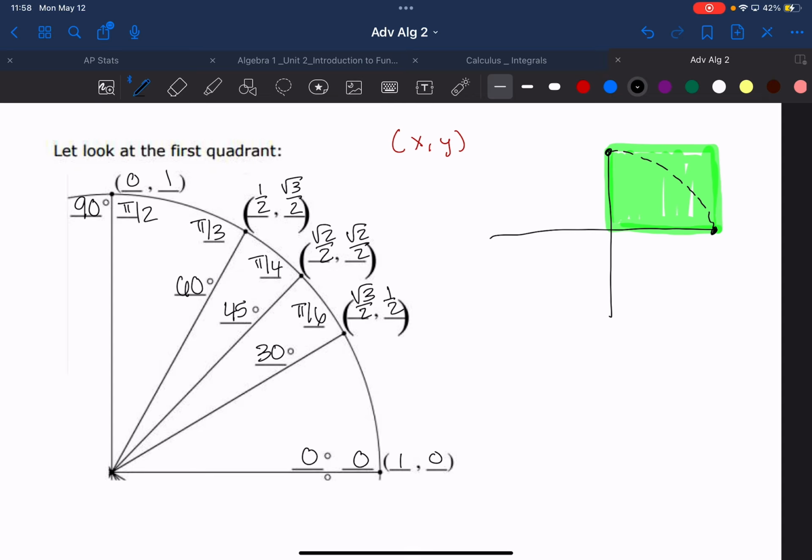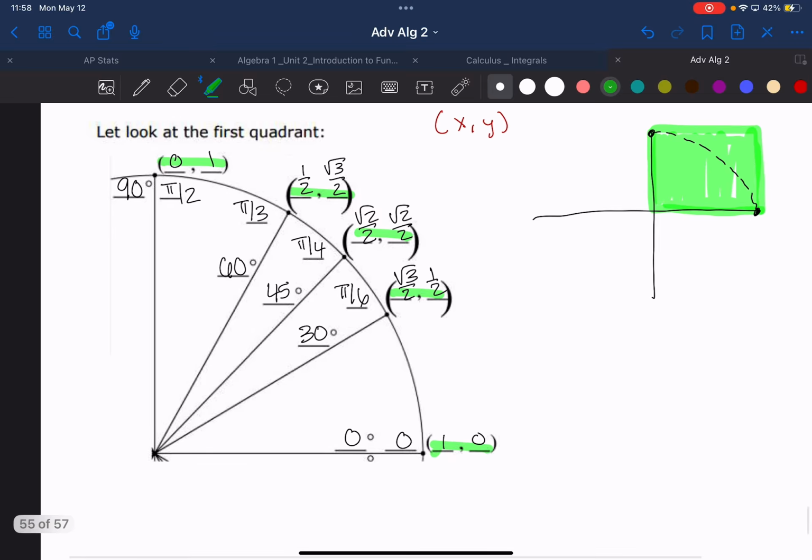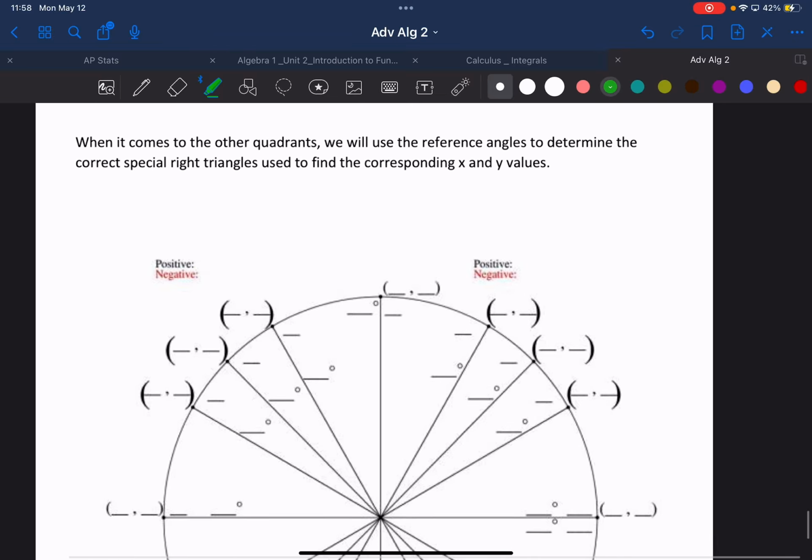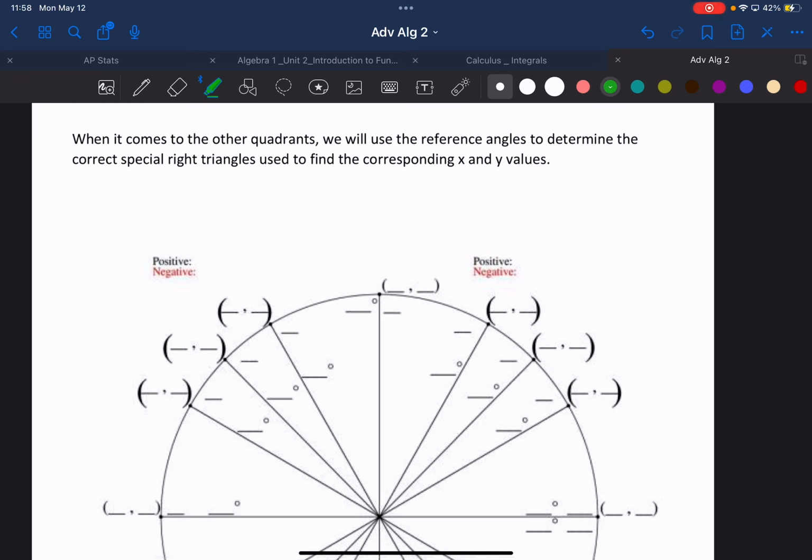So again, the important thing here are all these points that we found, all these points that correlate with each of the angles. And remember, a point is always x, y. So what I'm going to do is go on to the next section. It says, when it comes to the other quadrants, we will use the reference angles to determine the correct special right triangles used to find the corresponding x and y values.